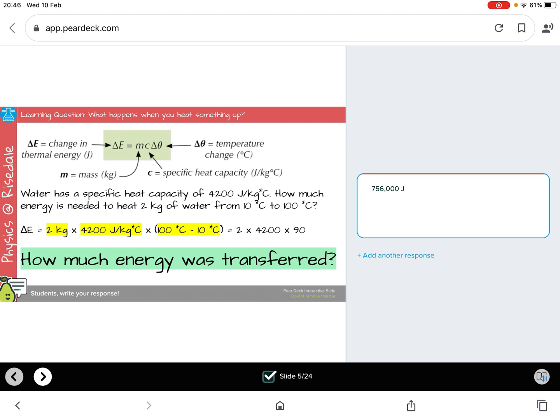So in this example, 2 kilograms of water with a specific heat capacity of 4,200 joules per kilogram degree Celsius changes temperature from 10 degrees Celsius to 100 degrees Celsius. The equation requires you to multiply together the mass, specific heat capacity, and change in temperature, which is 2 kilograms times 4,200 joules per kilogram degree Celsius times the change in temperature of 10 to 100, which is 90. So the total that you should have got is 756,000 joules of energy.